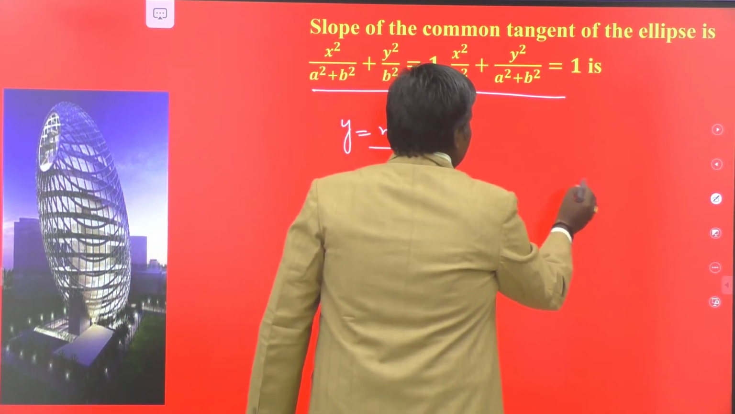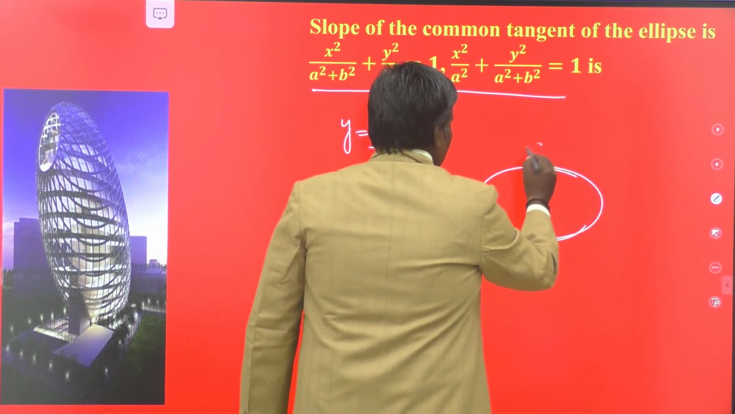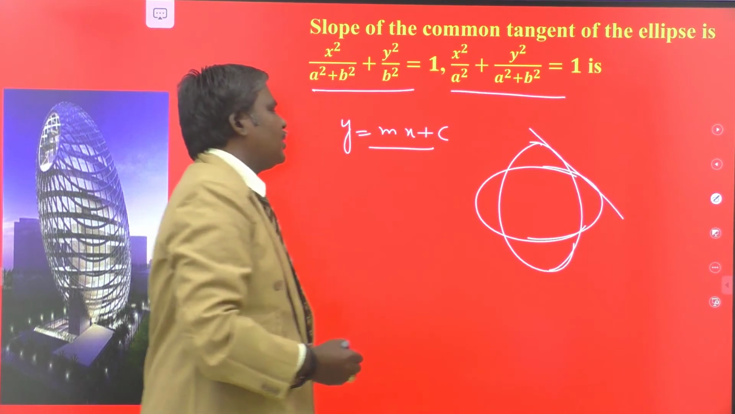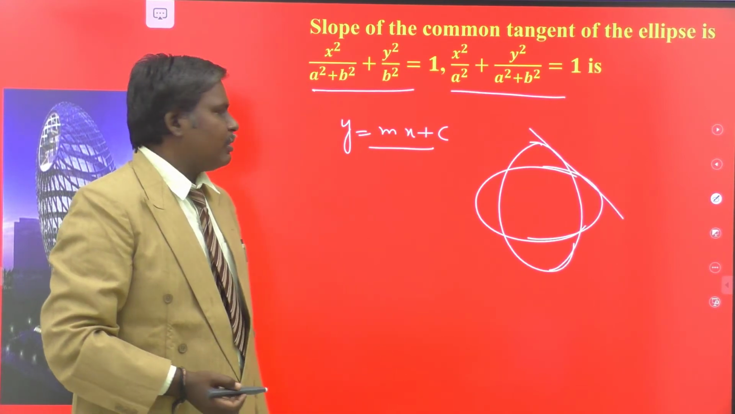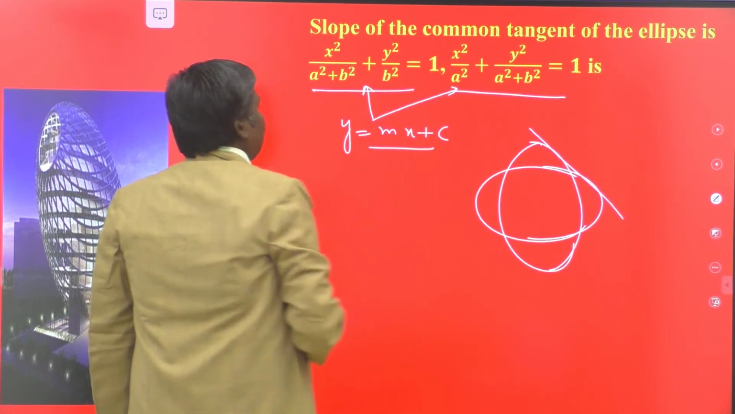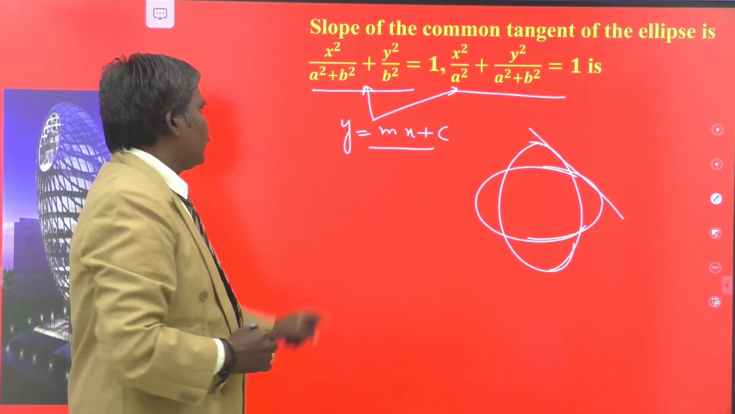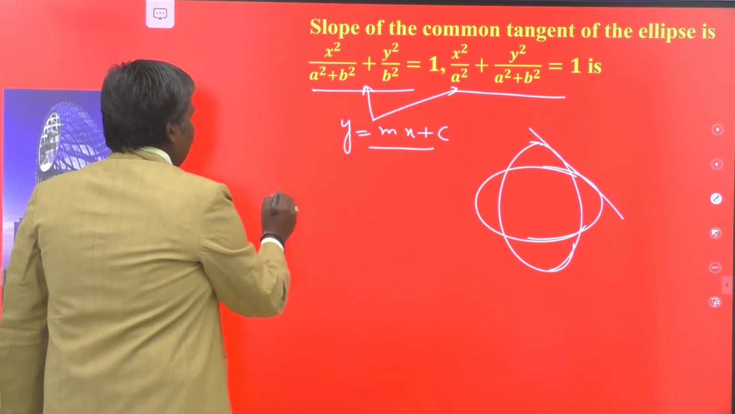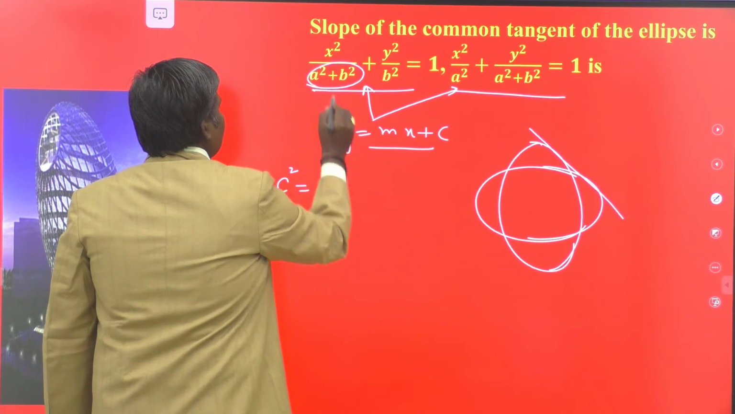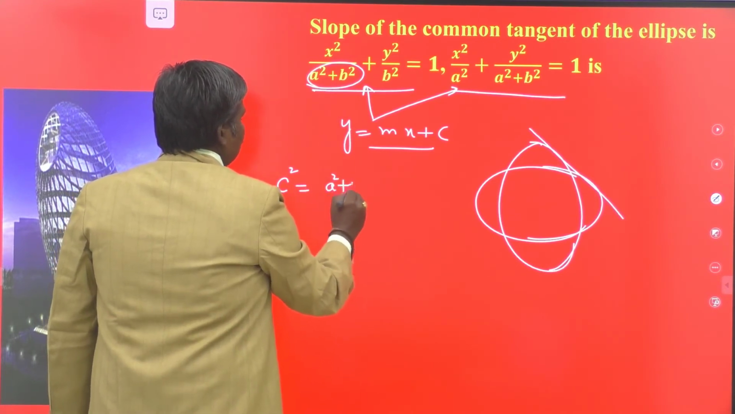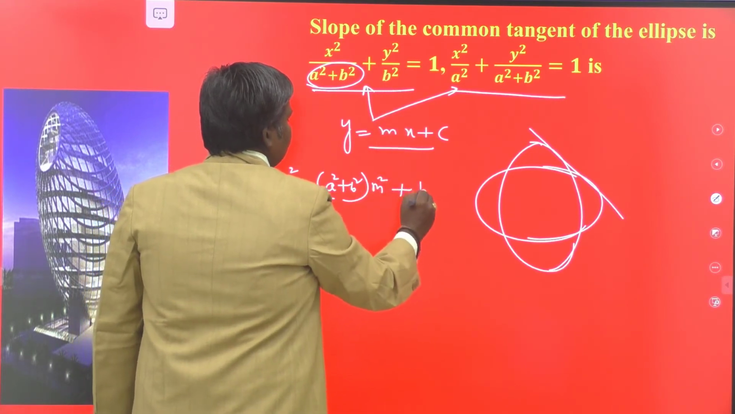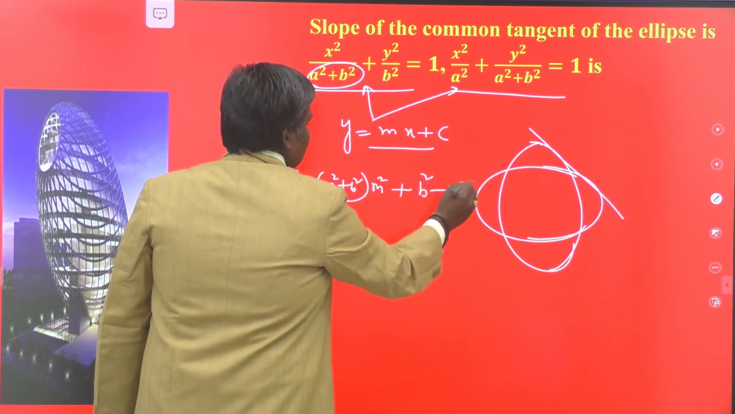So we have the diagram in this manner. We have to find out the slope of the common tangent. Simple problem. Now apply the condition to this one, and similarly apply the condition to this one also. For this, what is c²? c² is equal to a²m² + b². Here a² means a² + b², and b² means b². This is equation number 1.